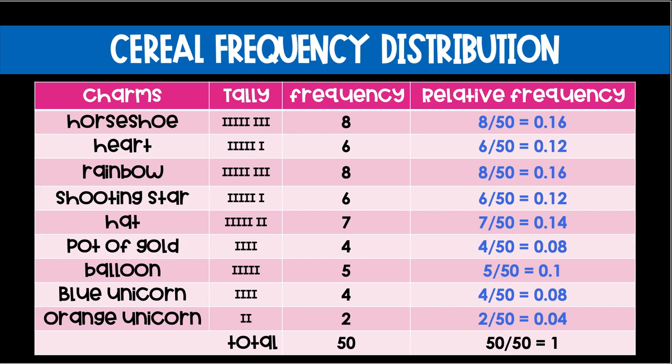Notice here how we calculated our relative frequency. We have a total of 50 charms, and we divided each category's frequency by 50. 8 divided by 50 is 0.16. So the relative frequency for horseshoe is 0.16. The relative frequency for the heart is 0.12, and so on. And if you want to, you can also represent them in percentage form by just multiplying each of the relative frequencies by 100, or moving the decimal point 2 places to the right and then adding the percentage symbol.